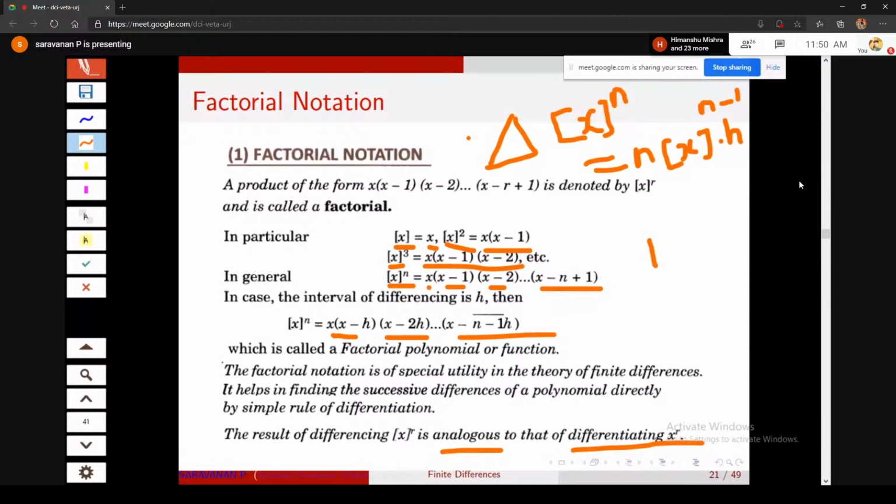But this result is not true for x power n. There is a difference between x power n and factorial x power n. Only for factorial x power n this result is true. Delta of x power n is not n into x power n minus 1. Is it clear? Yes, sir. Okay. So this theorem is useful.